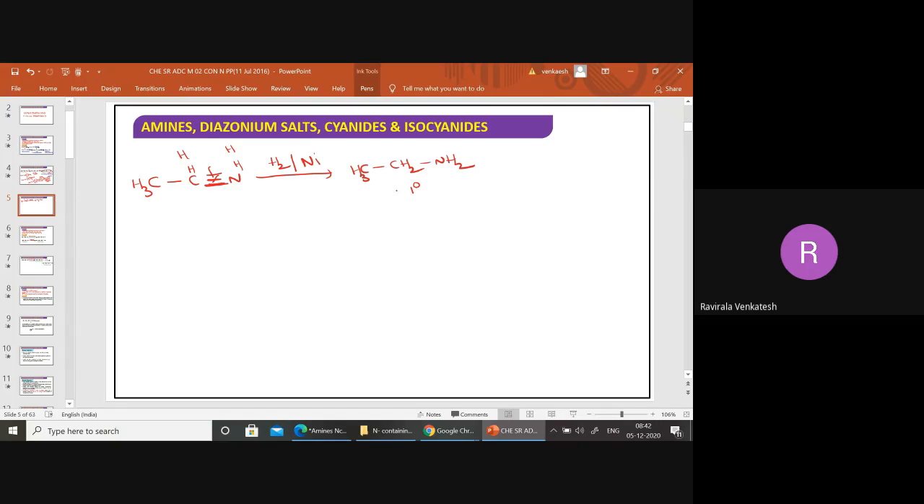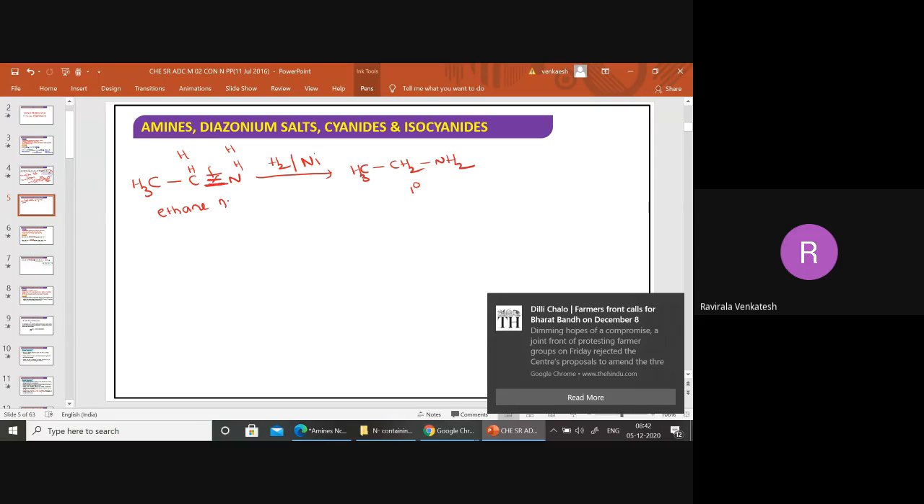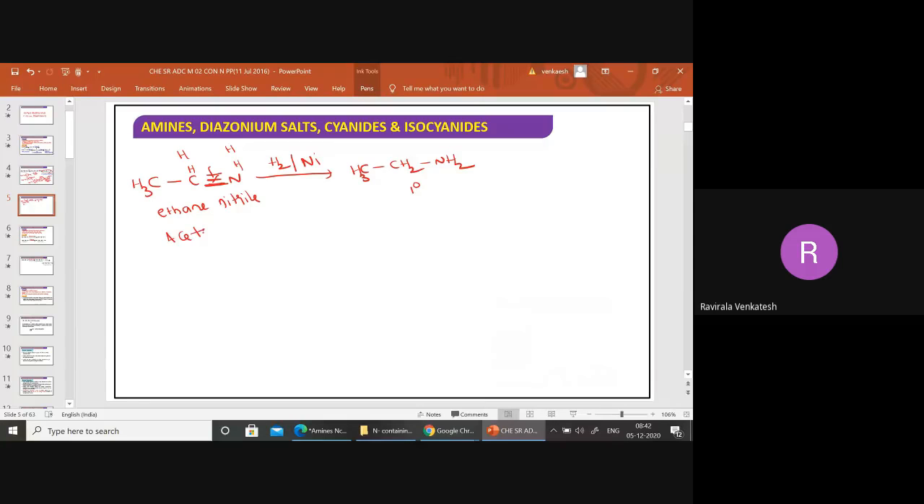You have studied the nomenclature: ethanamine, ethylamine. This CH3CN is called ethane nitrile, or acetonitrile also we can call. Acetonitrile is the common name; this one is the IUPAC name. Ethane nitrile will convert like this, because two carbons are there, ethane. Like acetic acid, CH3COOH, it is called acetonitrile. Any doubts in this one?